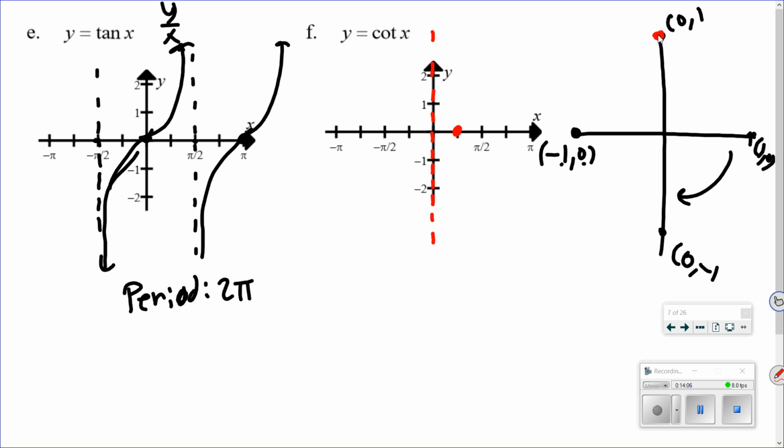Excuse me, at pi, it's undefined. Sorry, I'm struggling here. At pi over 2, it's equal to 0. And then at pi, it's undefined again, right? I would get negative 1 over 0, which doesn't work.